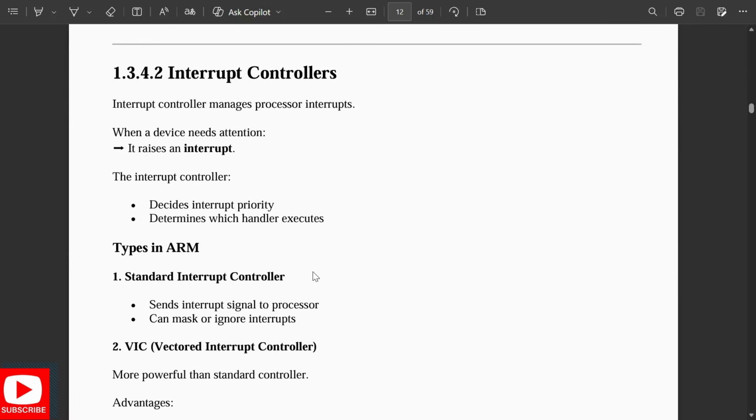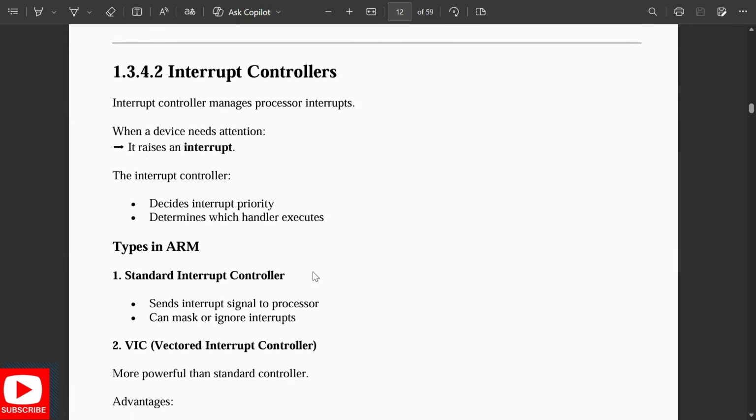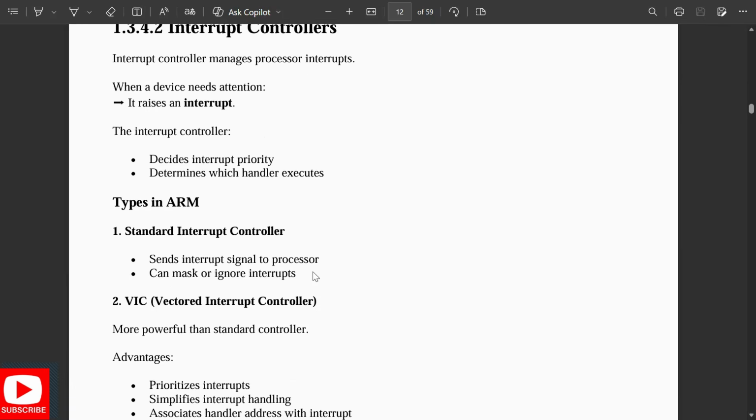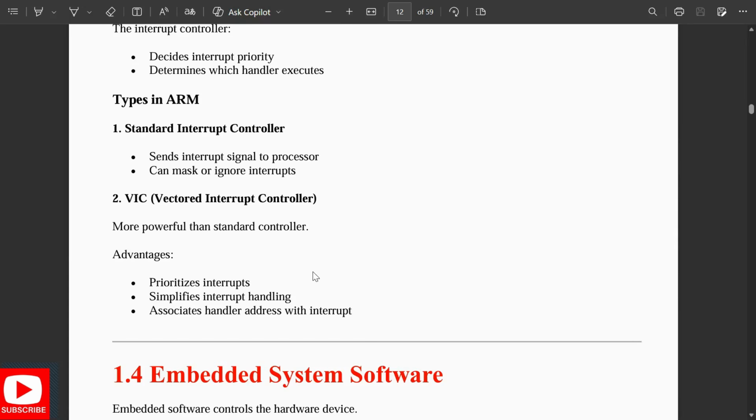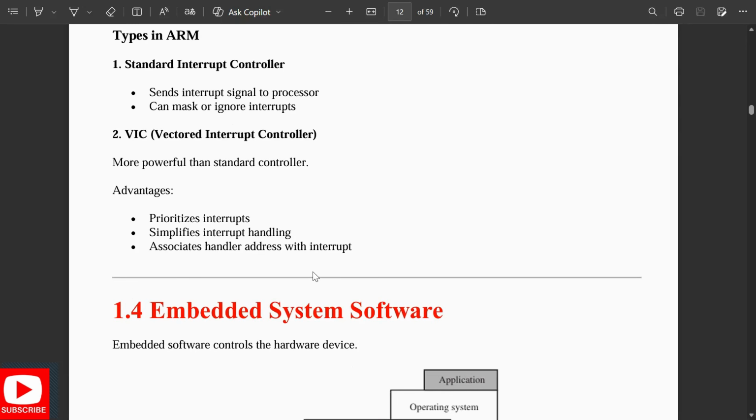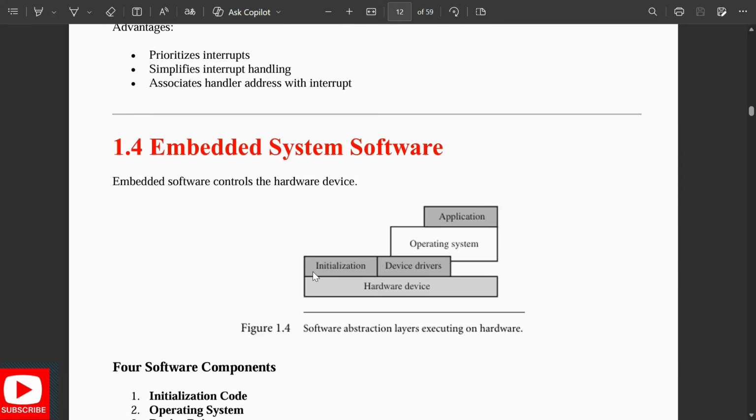So next is interrupt controllers. The interrupt controller manages the processor input. When a device needs attention, it raises an interrupt. The interrupt controller decides the interrupt priority and which handler executes. The types of ARM interrupt controllers are the standard interrupt controller and the vectored interrupt controller. The first one sends the interrupt signal to the processor itself and can mask or ignore interrupts. But the VIC is more powerful than the standard one because it prioritizes the interrupts, simplifies interrupt handling, and associates a handler address with each interrupt.